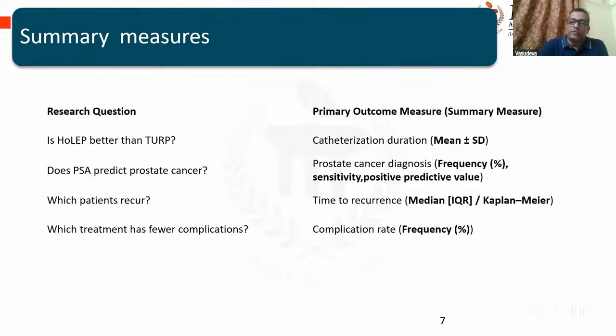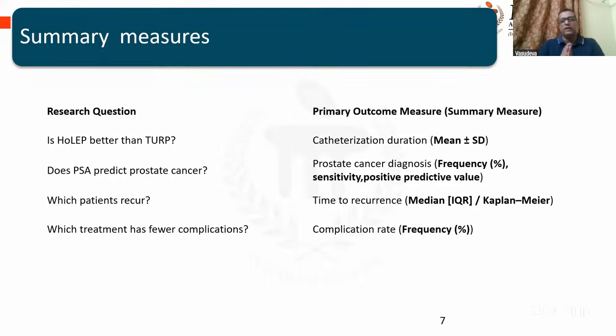And for all categorical variables, we use frequency and percentage. So if I see prostate cancer diagnosis, I'll be using frequency and percentage, and later on we'll be using different measures, like sensitivity and positive predictive value. It depends upon the prognostic or diagnostic characteristics we are looking at. And if you're looking at time to recurrence, normally any variable which is measured in time, we'll use median and interquartile range to summarize. And for which treatment has fewer complications, we'll again use frequency and percentage. Complication rate will be used.